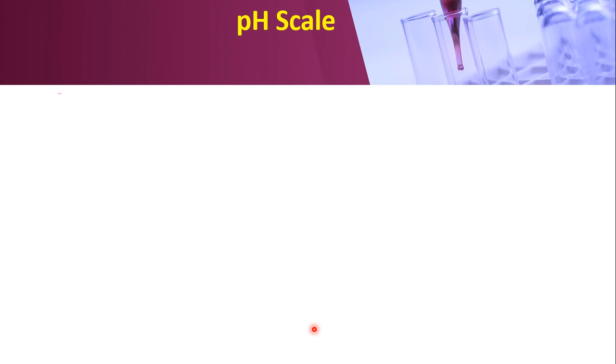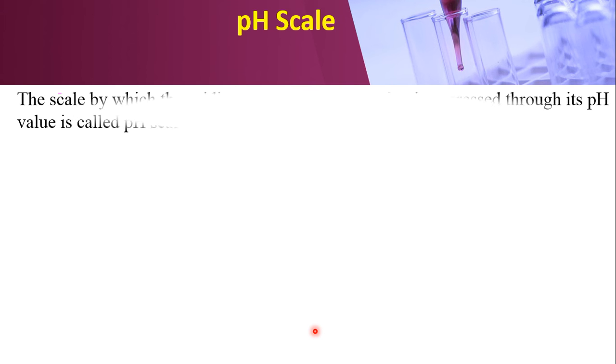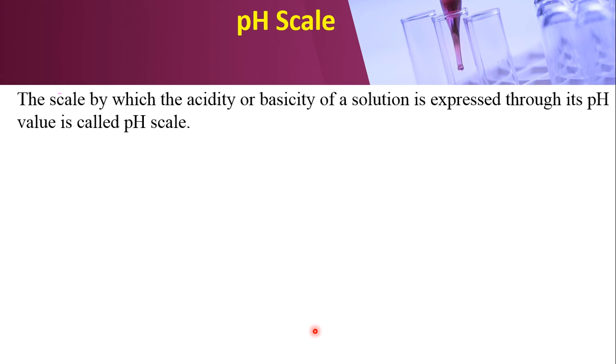pH scale. What is the pH scale? The scale by which the acidity or basicity of a solution is expressed through its pH value is called the pH scale. The pH scale is a scale by which the acidity or basicity of a solution is expressed by using pH value.